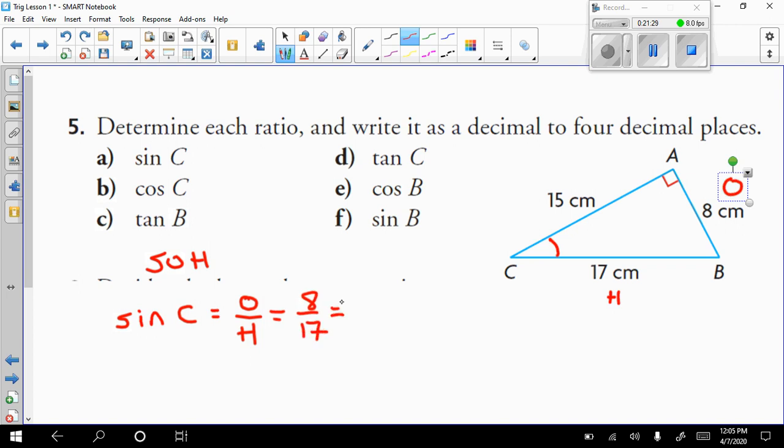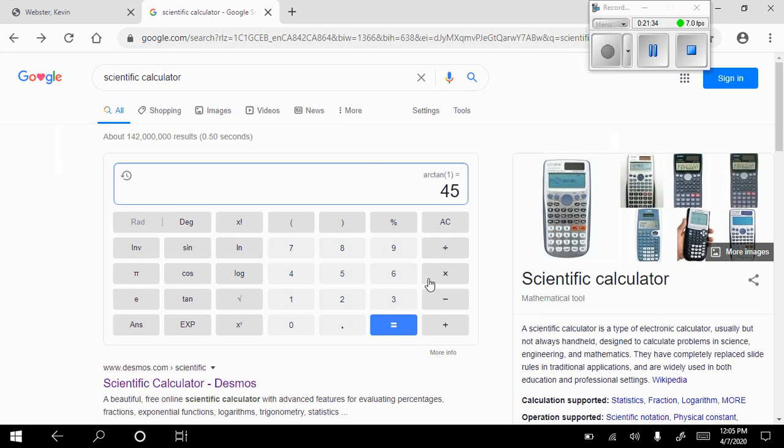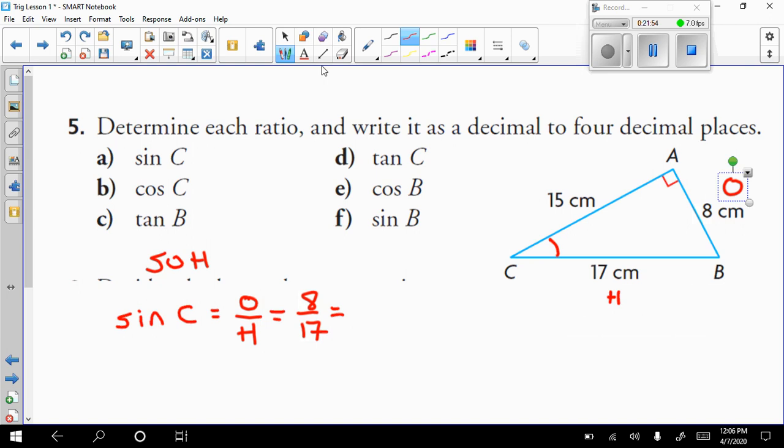Then I'm going to go to my calculator and type that in, 8 divided by 17. I'll clear this, and I'm going to go 8 divided by 17 equals, and I get 0.4705. They wanted 4 decimal places, so I'll round the 5 up to a 6, and so it's 0.4706. Okay, so that's A done. So they want you to do that.